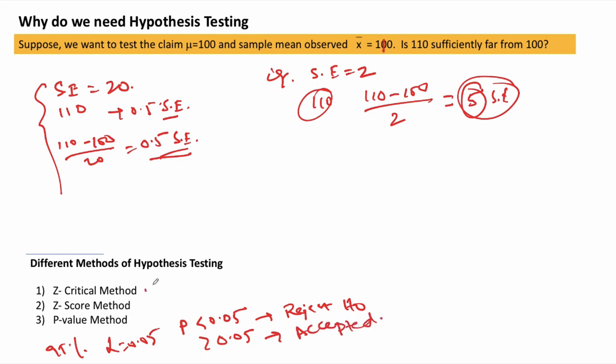Similarly, for the Z critical method, I have explained to you the critical value, let's say 120 and mu equals 150 in Sham's case. Based on the critical value we can decide which hypothesis is accepted and which is rejected. Similarly, there is a Z score method through which we can do the hypothesis testing, and we can prove whether the null hypothesis is accepted or rejected.